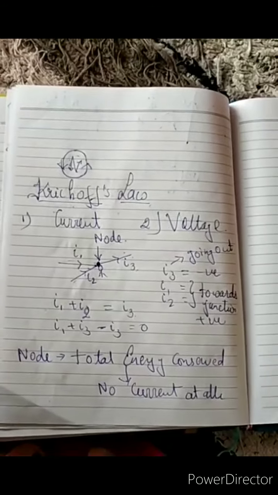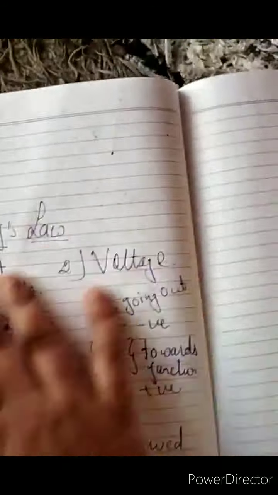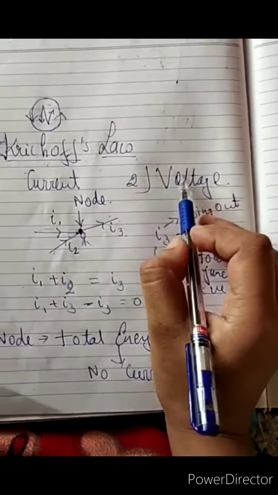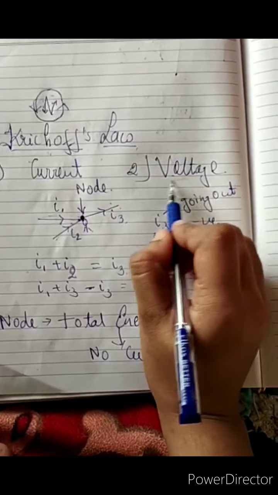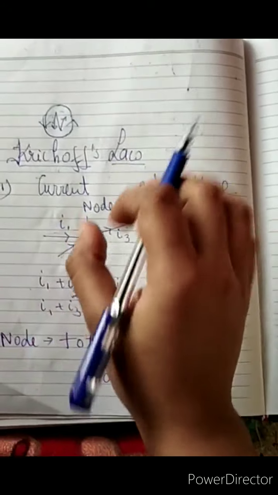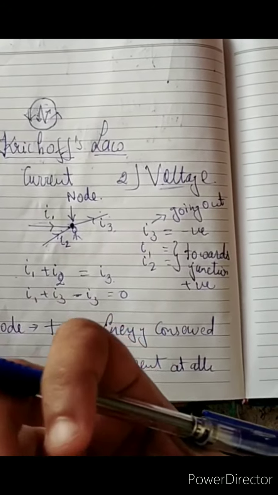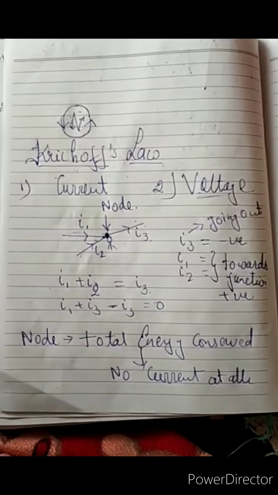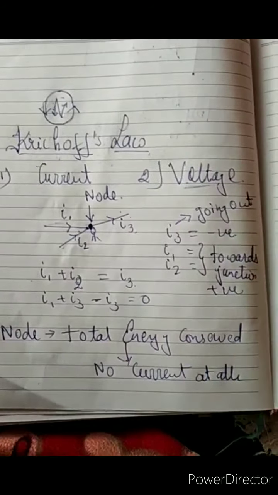Now the second is the voltage law. This will be more clear to you when I take some examples for you. In the voltage law, you will get to understand it when we have some examples of it. Okay, so let's go towards the examples.